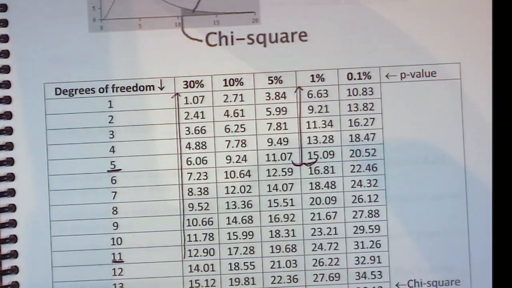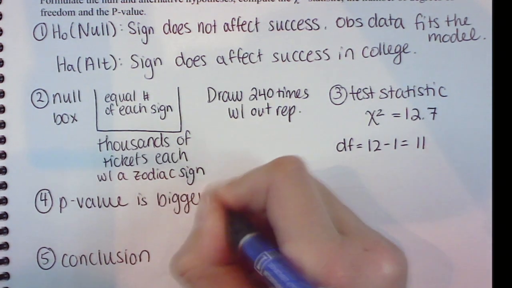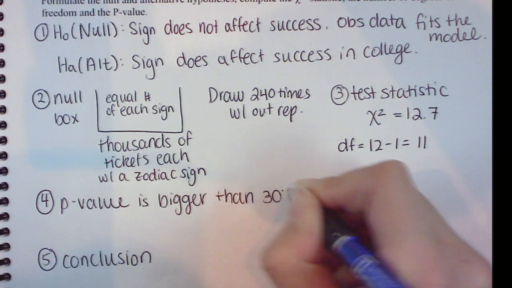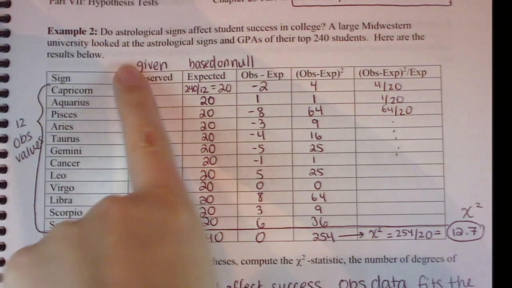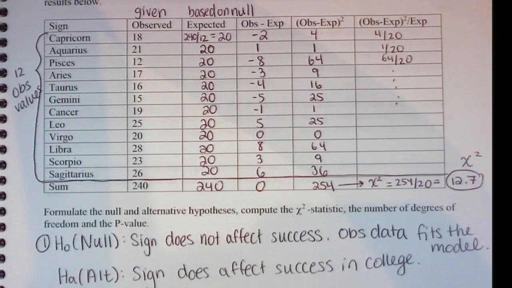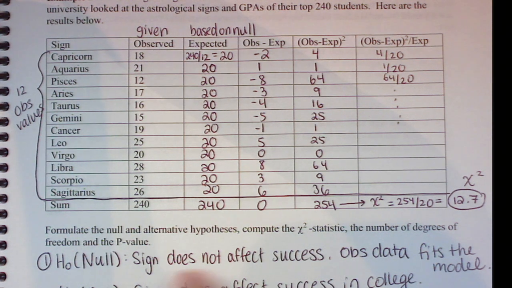So my p-value is about 30%. It's going to be a little bit bigger than 30%, which is big. Not less than 5 at least. So here, I'm going to say my p-value is just slightly bigger than 30%. That means the probability of getting these numbers from a population where your sign doesn't affect your success is about 30%. So that's a big enough probability that we're going to say this is probably true: your sign doesn't affect your success. We're not going to reject our null.